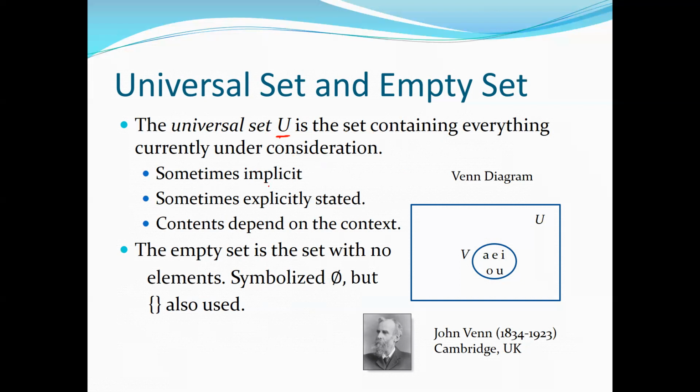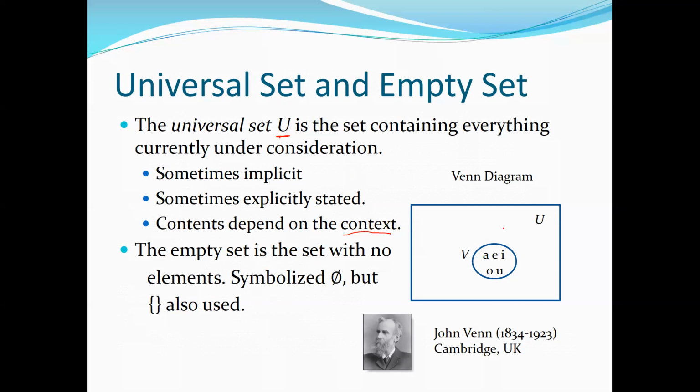Sometimes it is implicit and sometimes it is explicitly stated. So the content depends on the context, that in what context we are using it, right? For example, I gave you the example set of flowers. That also includes the set of roses, set of jasmine and all the types of flowers, right? So the content of the set depends on the context, or on what context we are talking about. We'll be seeing many examples later in this lecture about the universal set.